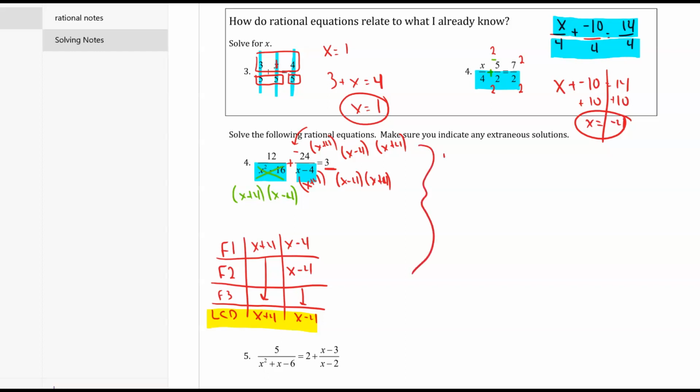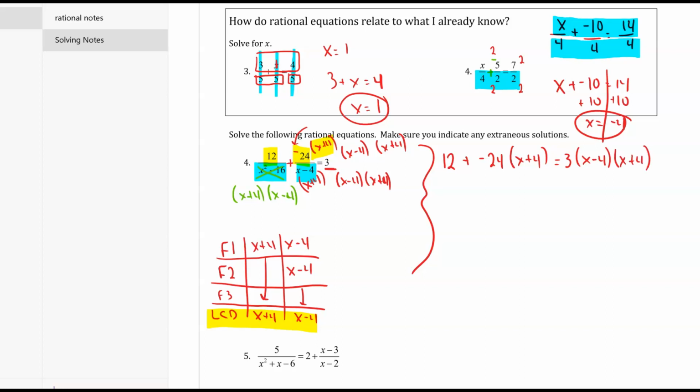So in my first fraction, I have a 12. In my second fraction, I have a negative 24 with an x plus 4. So let me show you what I'm talking about. There's the 12, there's the negative 24, and the x plus 4. And then in the third fraction, on the other side of the equal sign, I have the 3. And then I have an x minus 4 and an x plus 4.